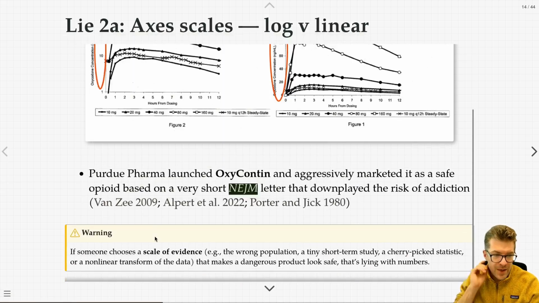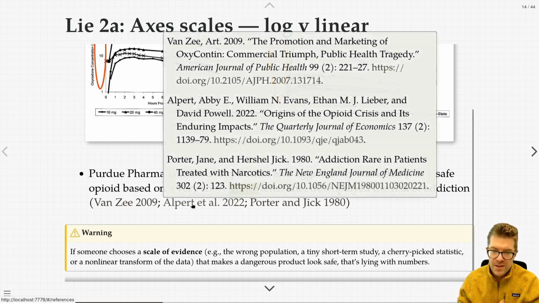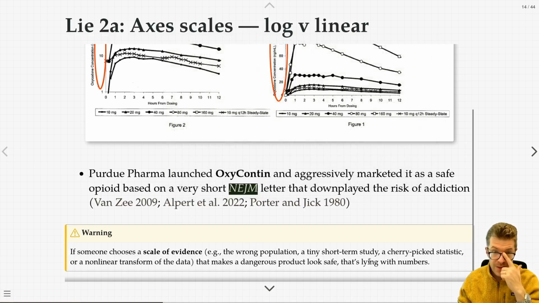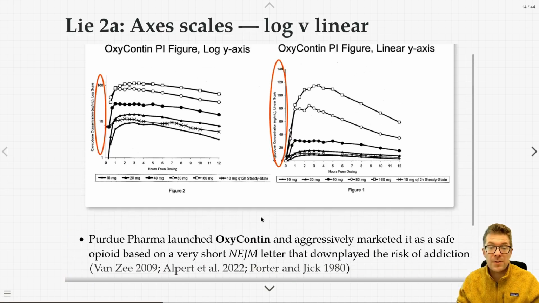So again, if someone chooses a scale of evidence, like the wrong population, a too short-term study, a cherry-picked statistic, some nonlinear transformation of the data like this can make a dangerous product look safe. This is essentially lying with numbers. Again, people were found to be liable for these lies, and this is part of the reason why we have the opioid epidemic we have now: because of lying with statistics.